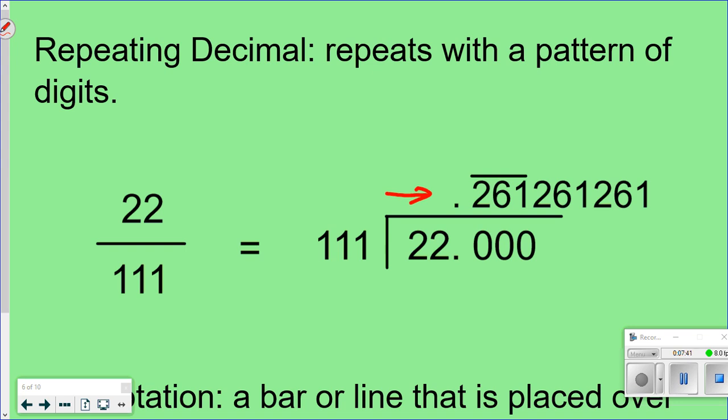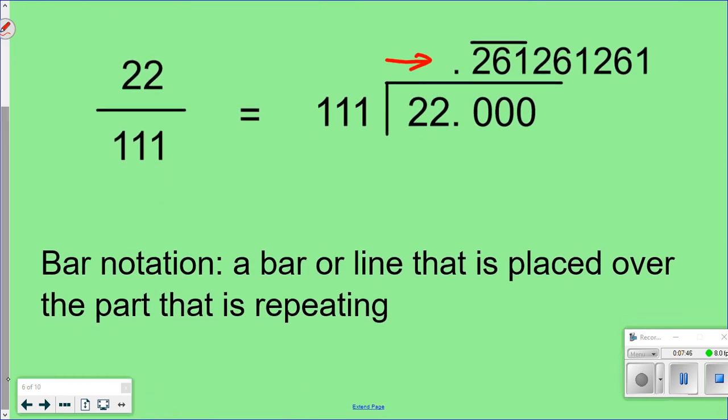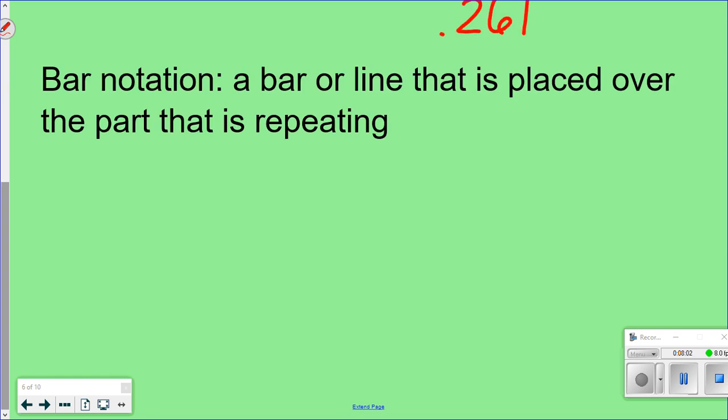So there is a way, and we talked about this last year. It's called bar notation. Bar notation is a line that's placed over only the repeating part of the decimal. So here's an example. If I was going to write 0.261 repeating, I would just write it like this, because that tells me that 261, 261, 261 repeats over and over and over again. Here's some other examples. Let's see if you come up with your answers: 0.123, 123, and it just keeps going. This is how you would write that in bar notation.